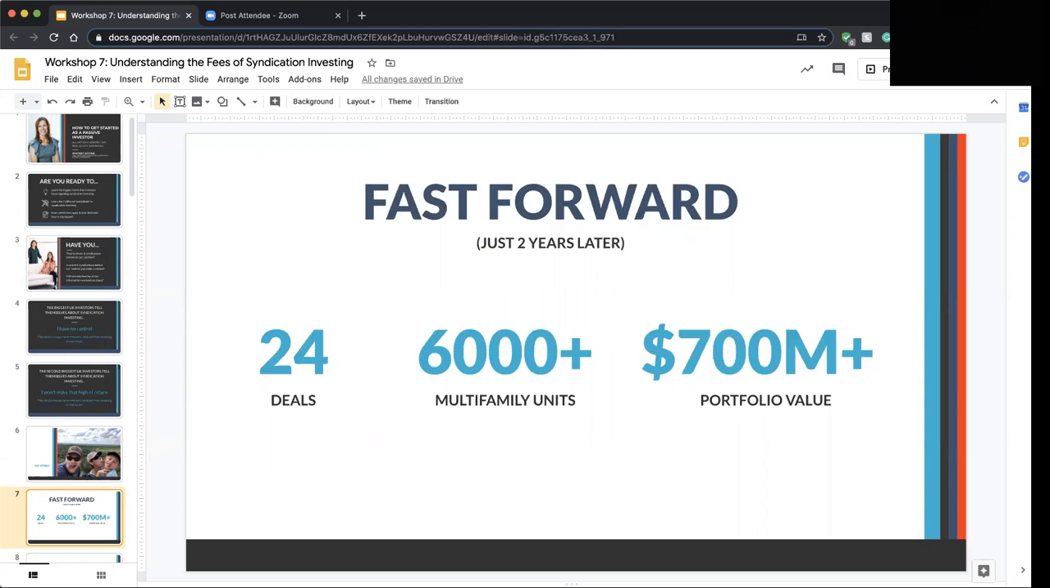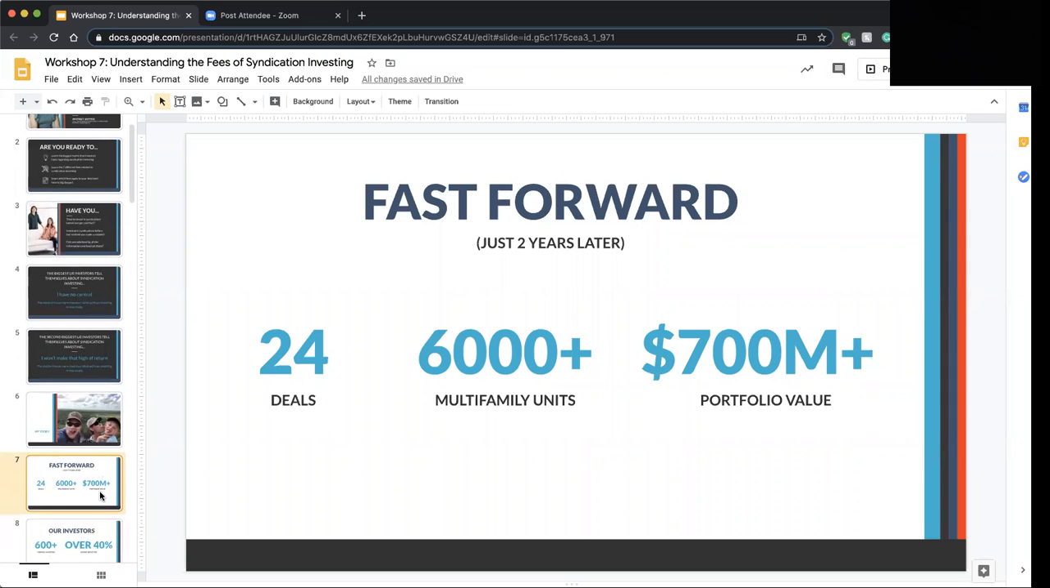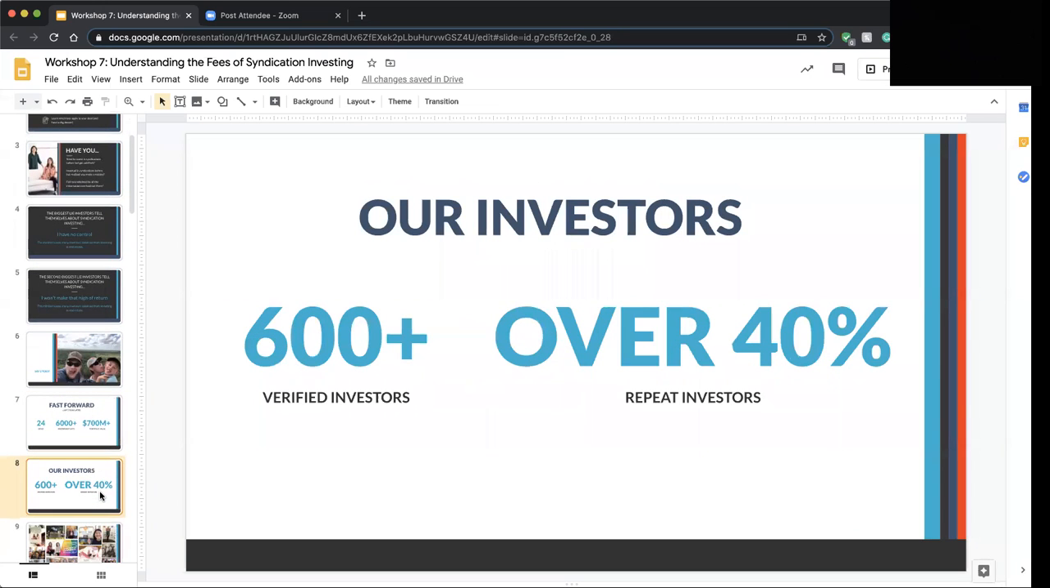We have over 6,000 units under management and over a $700 million portfolio. But what I get to do every single day is work with you guys, our investors. We have over 600 investors, and our investors regularly repeat with us. We provide an amazing product and are able to provide stable returns for our investors, allowing them to get back their time, create passive cash flow, build equity, and get back to what's most important in life.